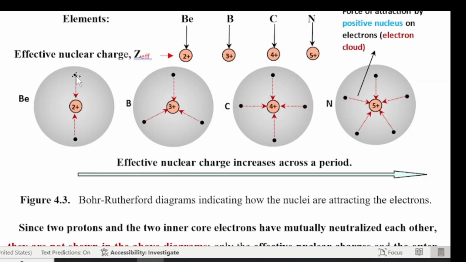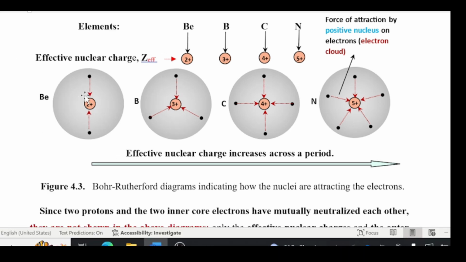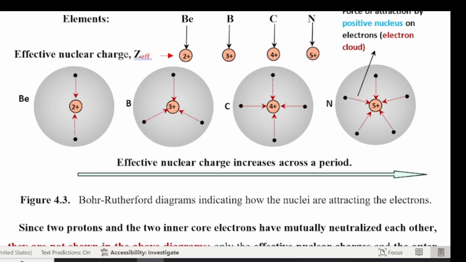So these 2 electrons here are now under the influence of these 2 positive charges here. Not to say that those 2 electrons are not there and those 2 protons are not there, but their effect has been negated. So here we have 3 positive charges attracting 3 electrons, 4 positive charges attracting 4 electrons, 5 positive charges attracting 5 electrons.